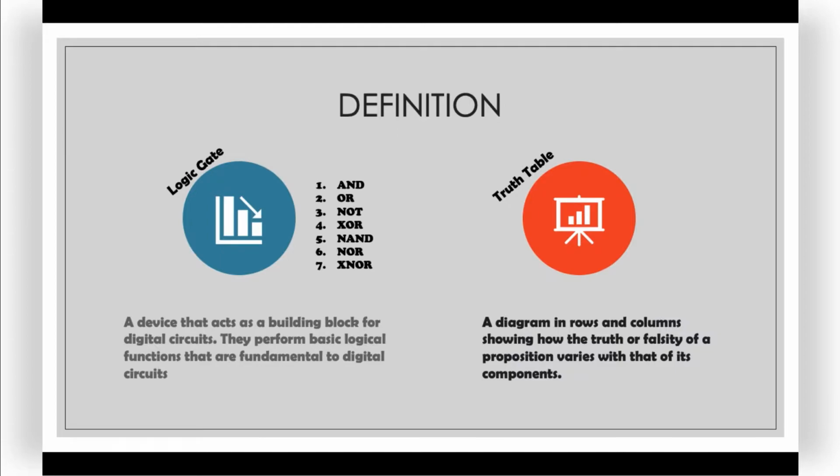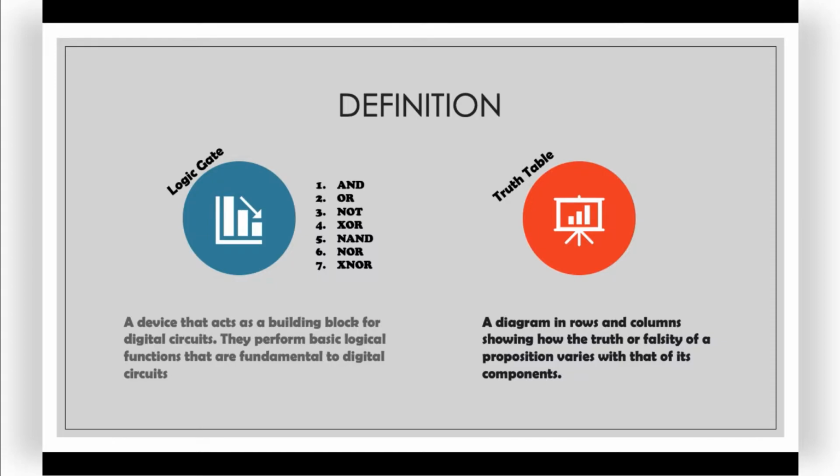For the last one, XNOR. XNOR is XOR followed by NOT. The condition is true if A and B are both true or both false. That's all for logic gate.